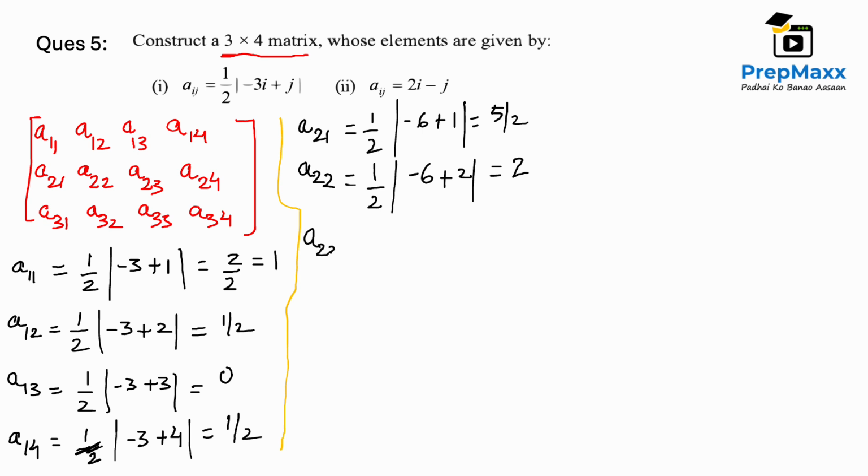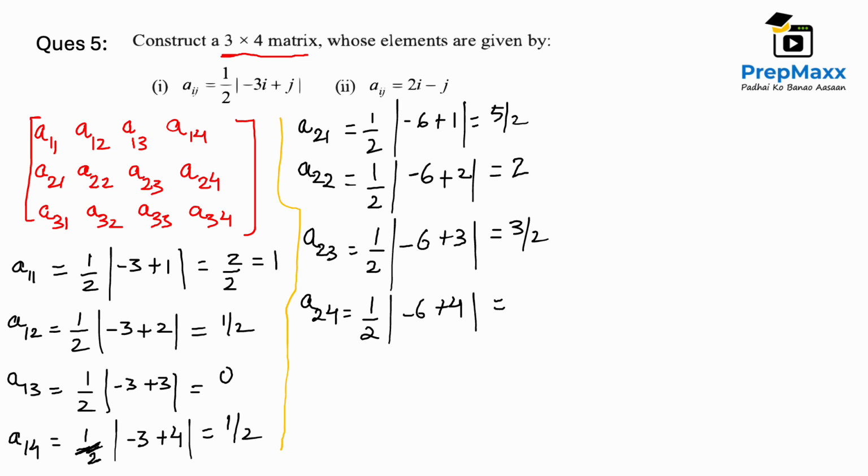Then A23, which is half of mod of negative 6 plus 3, which is nothing but 3 by 2. And then A24, which is half of mod of negative 6 plus 4, which is nothing but 1, right? So these are the elements of row 2, and then we can find the elements in row 3.